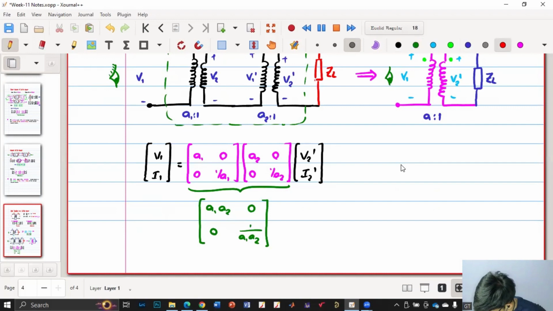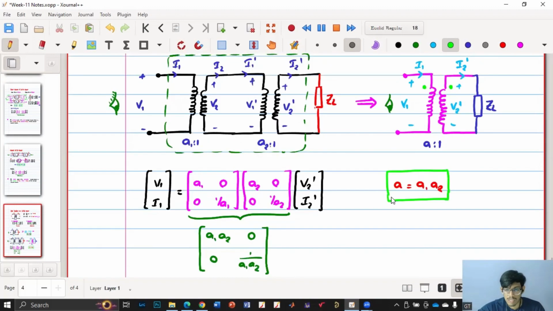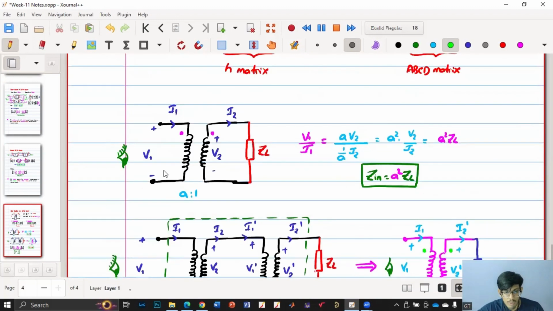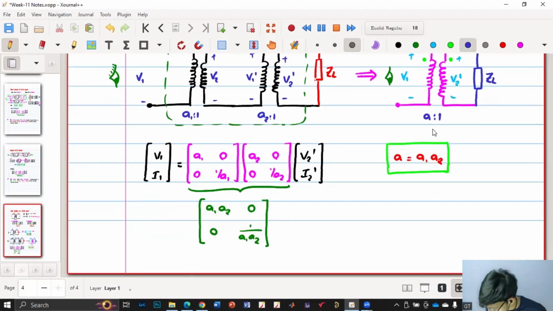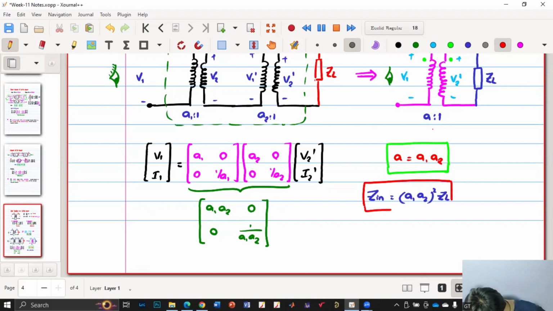Which is what we got here. So A equal to A1A2. So this is our new A. If multiple transformers are connected, the net turns ratio is the product of the individual turns ratios. So now if I want the input impedance, it should be turns ratio square into Zn, right? So now I will get Zin equal to (A1A2) whole square into Zn. So this is our translation.